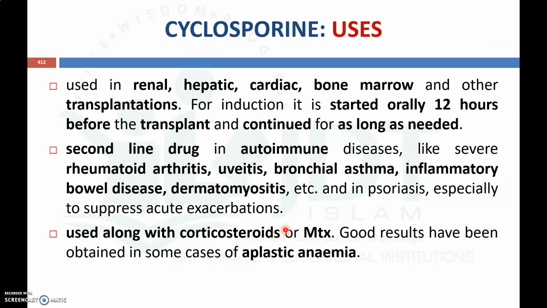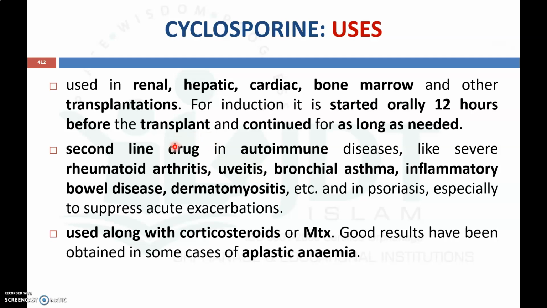Now, what are the uses of cyclosporine? It is mainly used in renal, hepatic, cardiac, bone marrow and other transplantation. For immunosuppression in case of this kind of transplantation, we have to start the cyclosporine orally 12 hours before the transplantation, and we have to continue for as long as we need it.